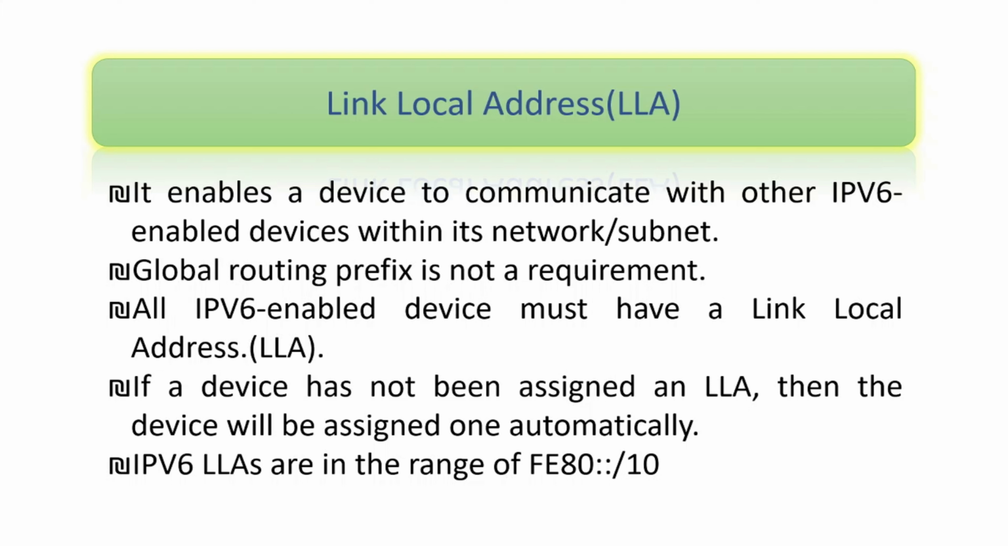An IPv6 enabled device must have a link local address, LLA. If a device has not been assigned an LLA, then the device will be assigned one automatically. And IPv6 LLAs are in the range of FE80. You will see all your link local addresses start with FE80::/10. It takes 10 bits for its link local address.